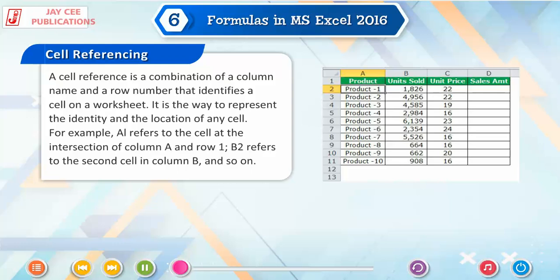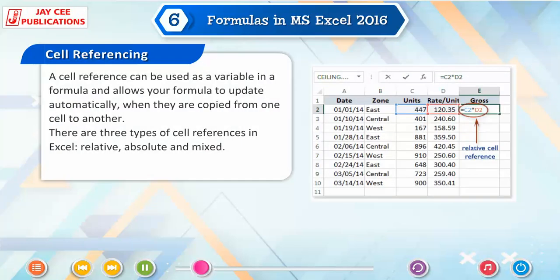Cell referencing. A cell reference is a combination of a column name and a row number that identifies a cell on a worksheet. It is the way to represent the identity and the location of any cell. For example, A1 refers to the cell at the intersection of column A and row 1. B2 refers to the second cell in column B, and so on. A cell reference can be used as a variable in a formula and allows your formula to update automatically when they are copied from one cell to another. There are three types of cell references in Excel: relative, absolute, and mixed.